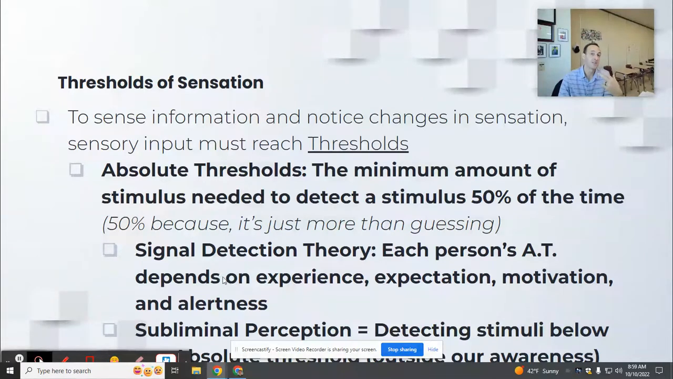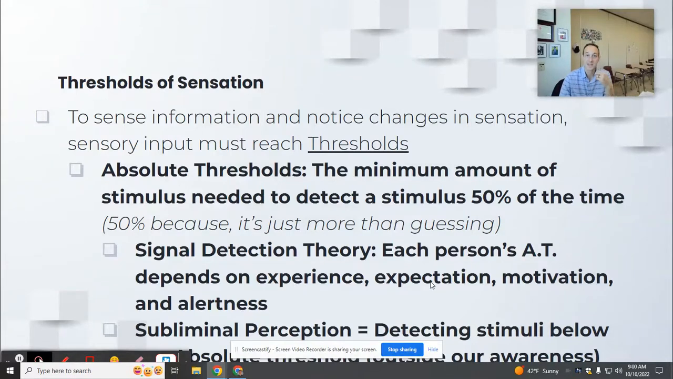So to tell if a signal exists, to detect a stimulus, each person's absolute threshold depends on a number of things. First of all, things like experience. Have you smelt it before? Have you tasted it before? If you don't know what you're smelling for, or what you're tasting for, sometimes it can be a little bit more difficult to actually pick that out.